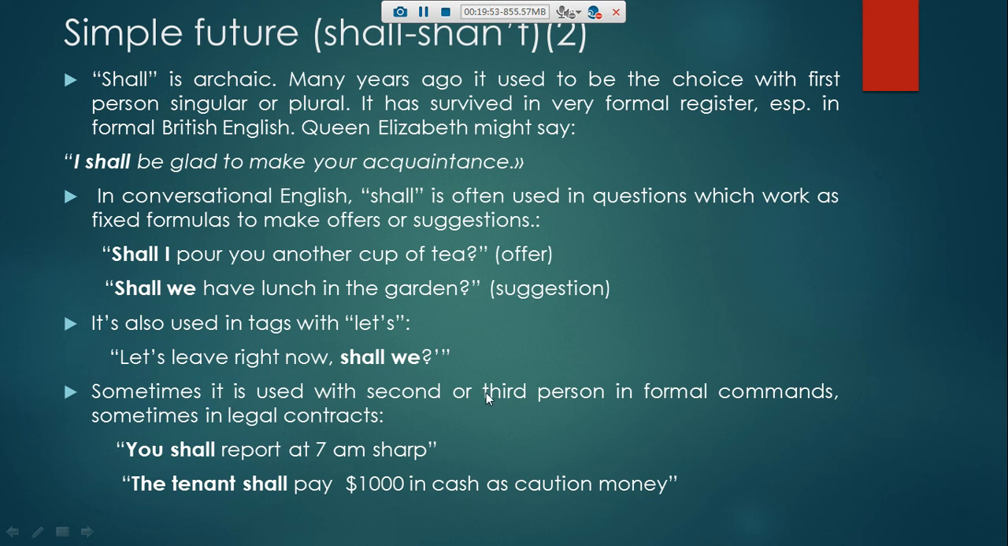Sometimes it is used with second or third person, so not simply I or we, but you, he or she, in either formal commands, you shall report at 7 a.m. sharp, a command is an order, or sometimes in legal English, for example, in legal contracts. The tenant shall pay 1,000 pesos in cash as caution money. El inquilino pagará. Excellent.